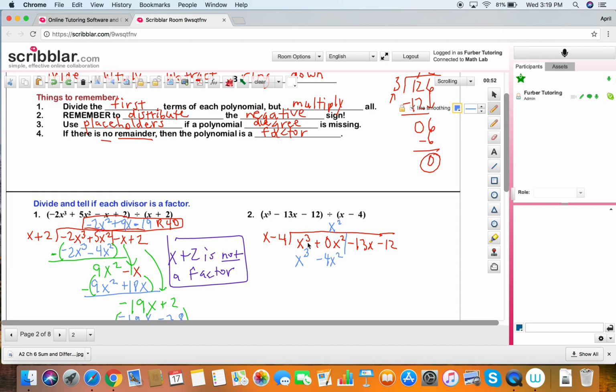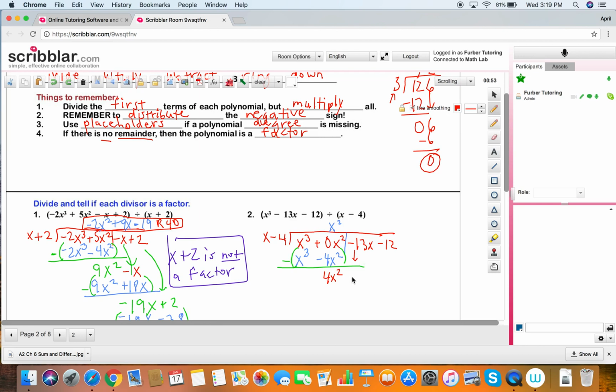Now I've got like terms. And don't forget, we talked about this, when you put in that minus, you're subtracting both. You have to distribute it. Well, x cubed minus x cubed would cancel. But what is 0 minus negative 4? Write it out if you have to. That's the same thing as 0 plus 4. So that's going to give me a remainder of 4x squared. So that's what I'm going to write there. I'm going to write 4x squared.